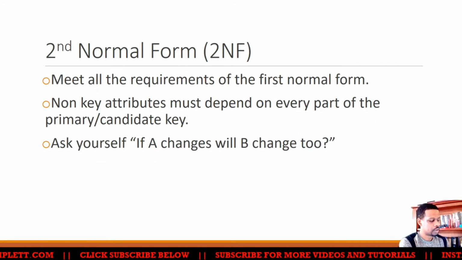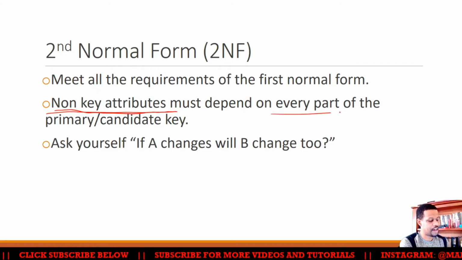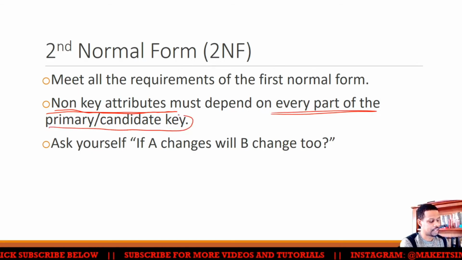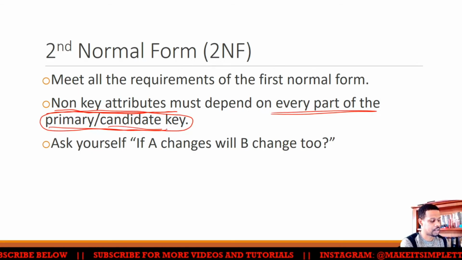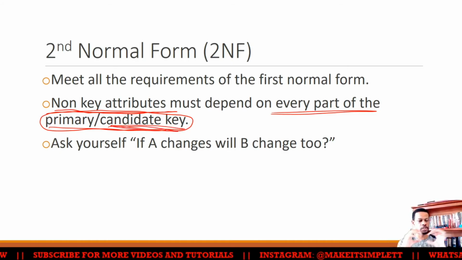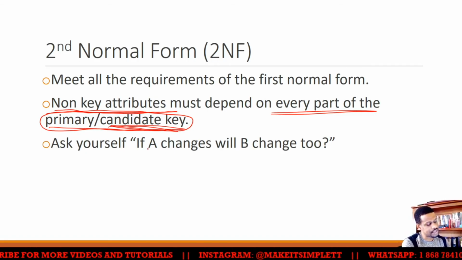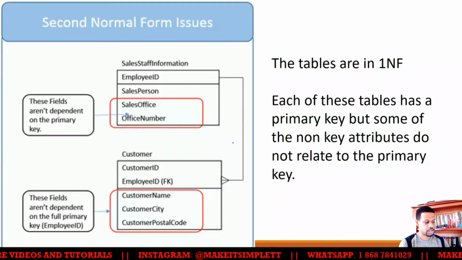Second normal form: all non-key attributes must depend on every part of the primary key or candidate key. Now, this is where candidate key comes in. Remember what I told you, a candidate key is when you join two fields to make a candidate key. The real thing you have to do is ask yourself the question, if A changes, will B change also? So let's look at this.